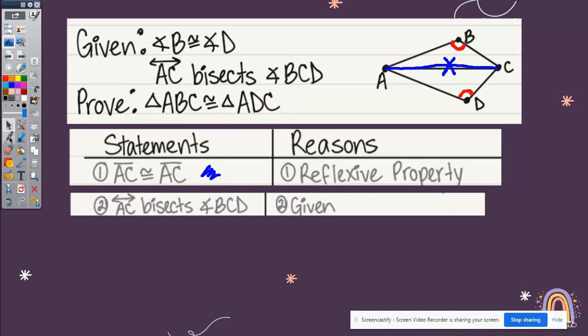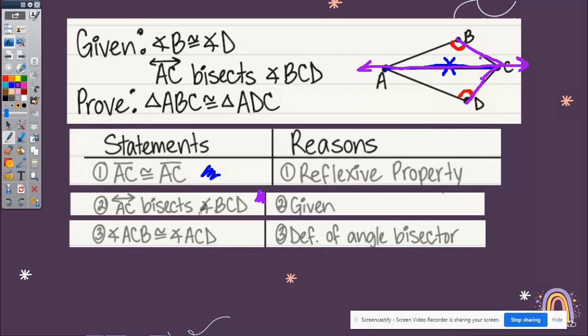Then I went with the given, which I'm going to do in purple. Line AC bisects angle BCD. So line AC, that one right there, bisected BCD. I didn't put any kind of notation for these angles right here, but that's because I am going to do that in my next step.